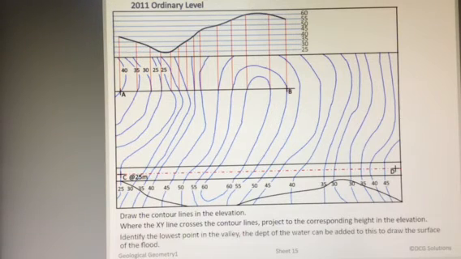So the valley floods there. So identify the lowest point in the valley. The depth of the water can be added to this to draw the surface of the flood. So there's the lowest point at 24 metres. Measure up 8 metres and you can draw in where the water is going to be when the valley floods. Alright, so that's fairly basic.